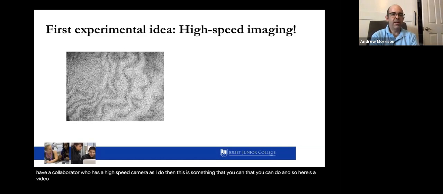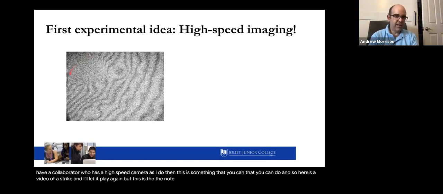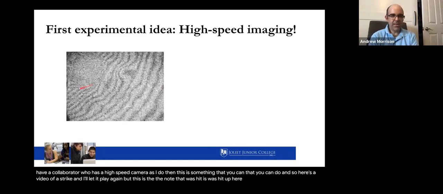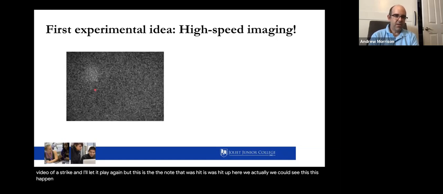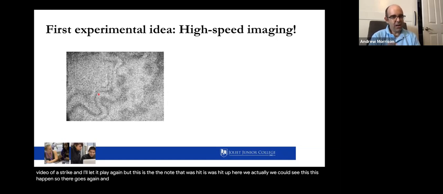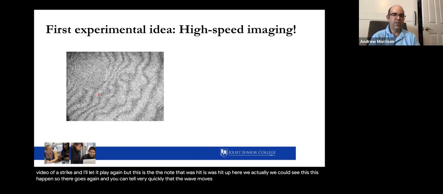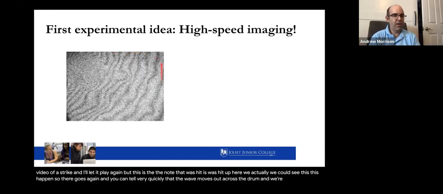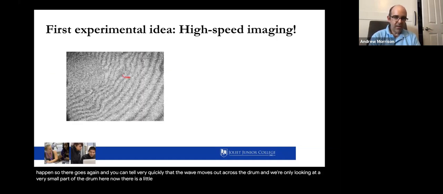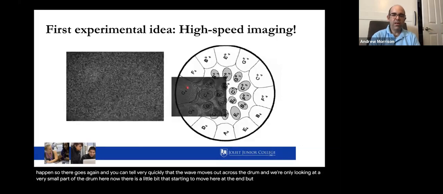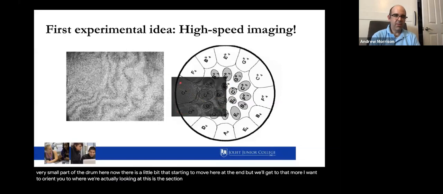So here's a video of a strike, and I'll let it play again. This is the note that was hit up here. We actually hit it on the back side so that we could see this happen. So there it goes again. And you can tell very quickly that the wave moves out across the drum. We're only looking at a very small part of the drum here. Now there is a little bit that's starting to move here at the end, but we'll get to that more. I want to orient you to where we're actually looking. This is the section of the drum that we're looking at here.